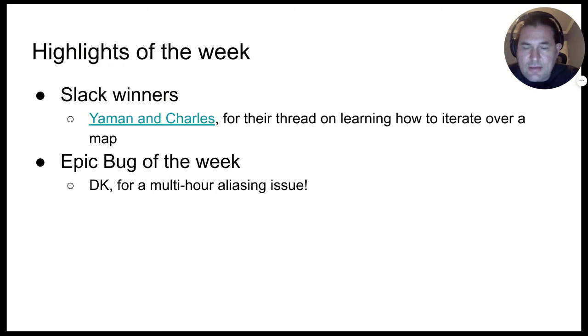So some highlights of the week. Our winners of Slack were Yaman and Charles for their excellent thread on learning how to iterate over a map. And our epic bug of the week was DK, who had a multi-hour long debugging session of what turned out to be an aliasing issue.